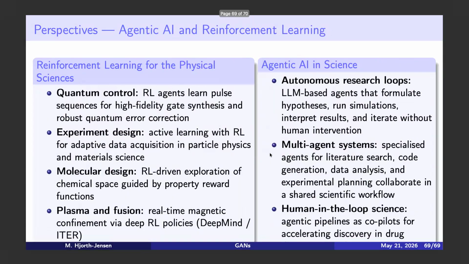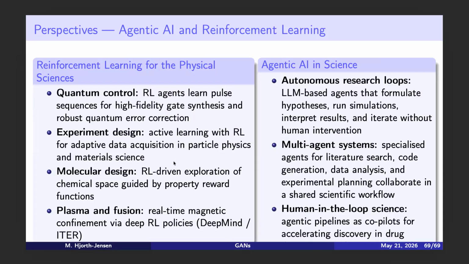And I have put up some perspectives. Take a look at it. So where I am focusing most of my research is actually quantum control. That's my main research, with reinforcement learning and agentic AI. So you have tons of places where this is now being developed. And that's going to be the next generation of AI and machine learning methods applied to scientific problems. So take a look at them.